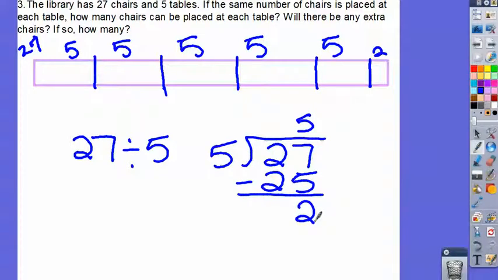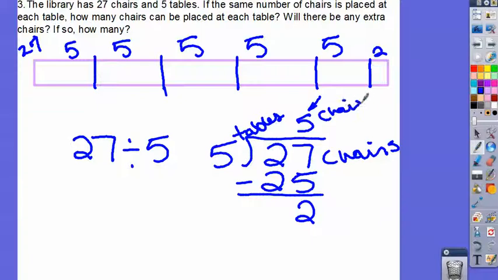So what are these numbers telling me? These numbers are telling me that I had 27 chairs, I had 5 tables. This 5, what is it telling me? It's telling me, okay, I've got 5 chairs per table. And then the big one is, what does that 2 represent? The 2 here is representing these 2 extra chairs. These are the ones that'll end up in the corner of your room. They're not at any of the tables.